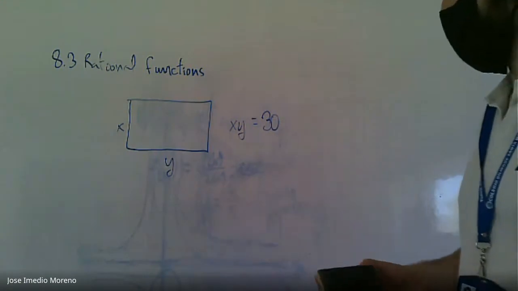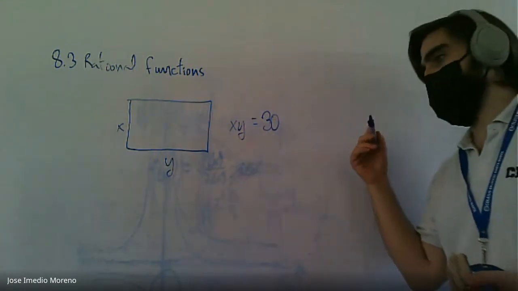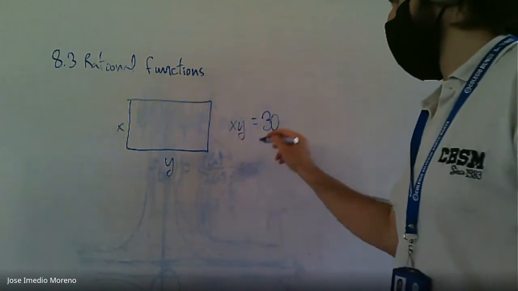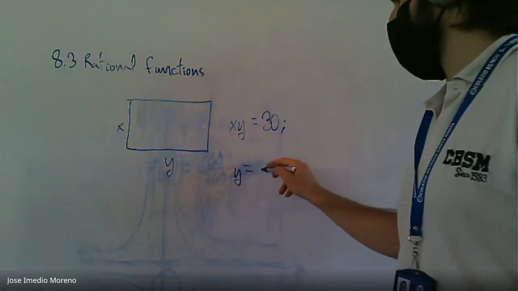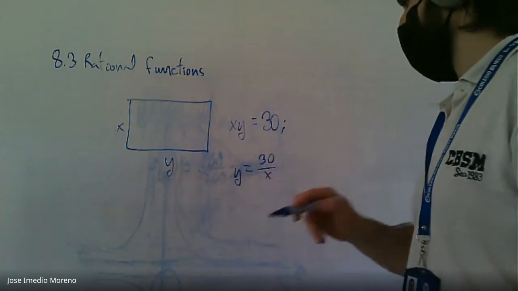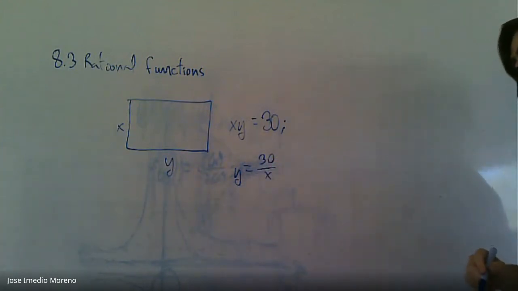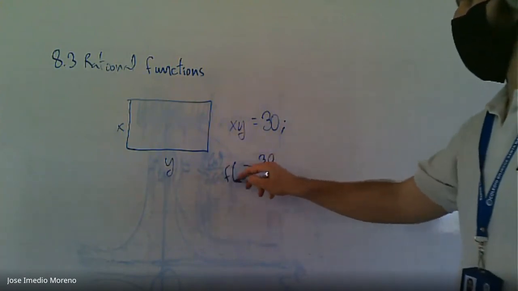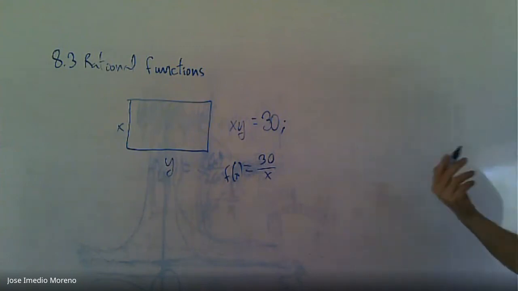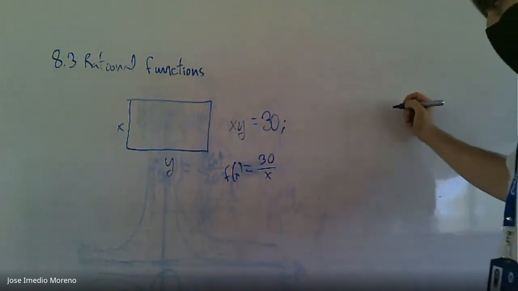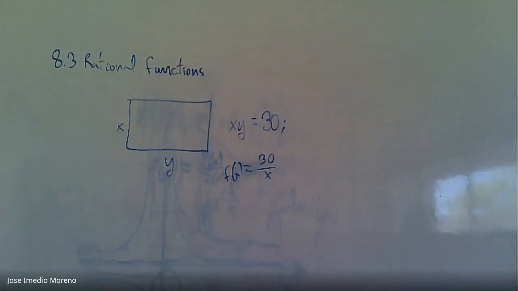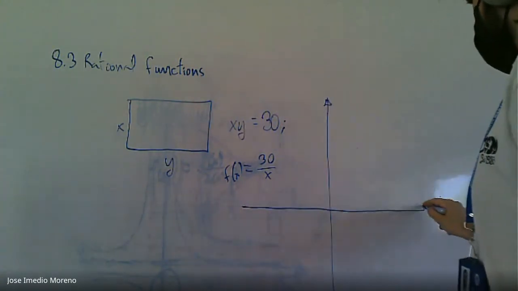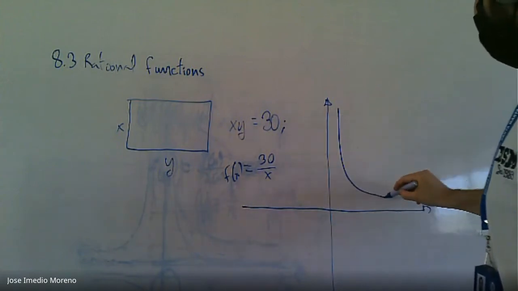What happens here? This is no longer direct proportionality. This is inverse proportionality. Why? Because if I isolate y, this is 30 over x. And if I write f of x here, this is a very simple rational function, but it's a rational function. And if I graph this, it would look like this.